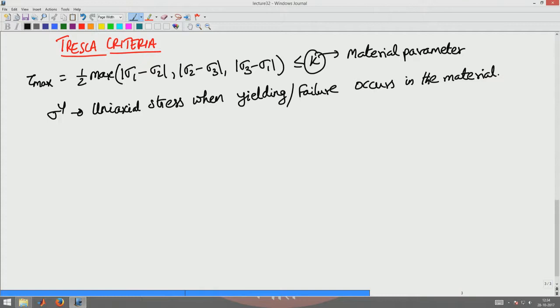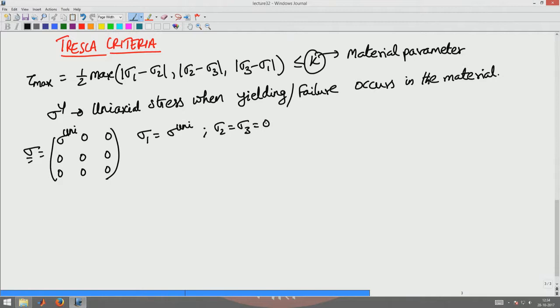For uniaxial state of stress, I know that the stress tensor is given by sigma uniaxial 0 0, 0 0 0, 0 0 0. So, for this the principal values sigma 1 is sigma uniaxial and sigma 2 and sigma 3 are 0. So, the maximum shear stress tau max is given by sigma uniaxial by 2. So, the kappa is when this uniaxial stress reaches sigma y. So, kappa would be sigma y by 2. When the uniaxial stress reaches sigma y, the material has failed. So, that is my limiting value of that kappa value. So, kappa has to be sigma y by 2.